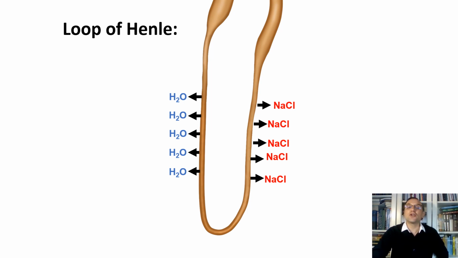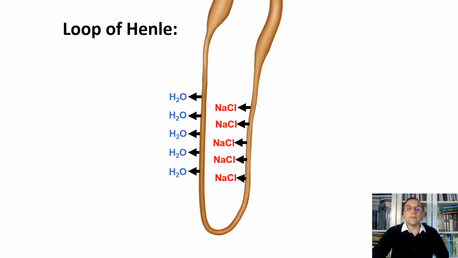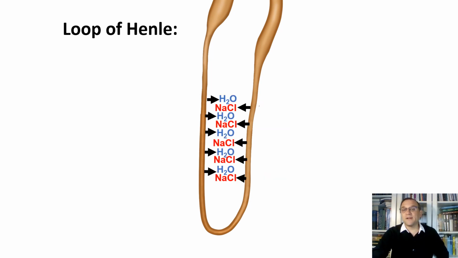Maybe for this I should orient symbols for salt this way, and for the water molecules this way. I hope you understand that it demonstrates the same event we saw before, only for better visual demonstration I put this in more compact order. Remember, this process is happening in the medulla, and now you know why medulla is the salty part of the kidney. It is because of the pumps that pump out salt from the ascending limb.